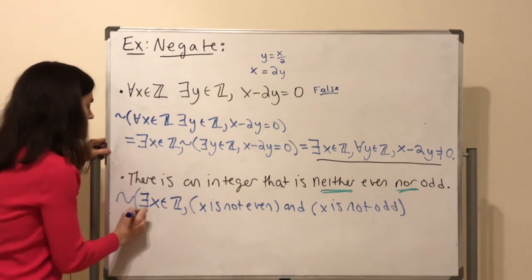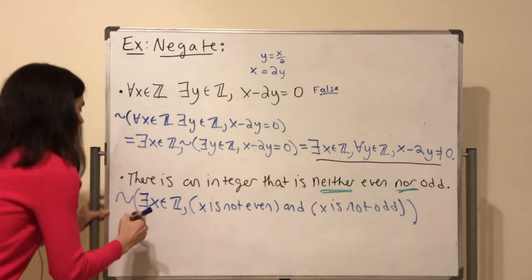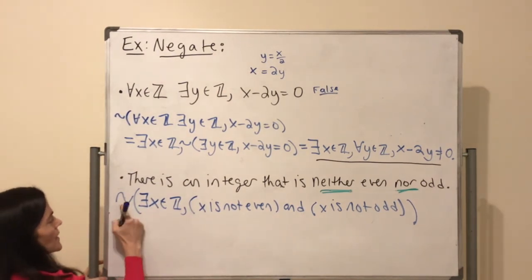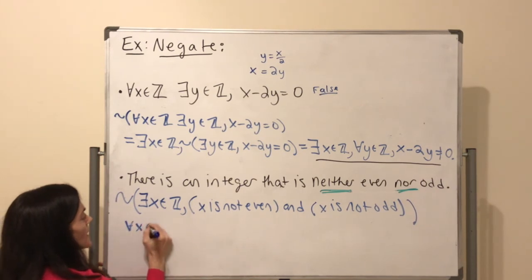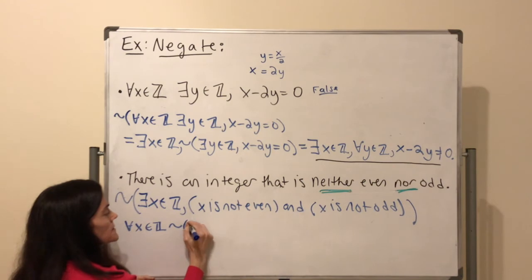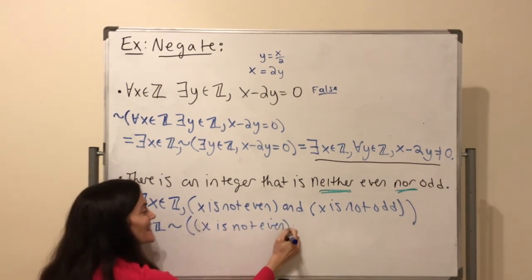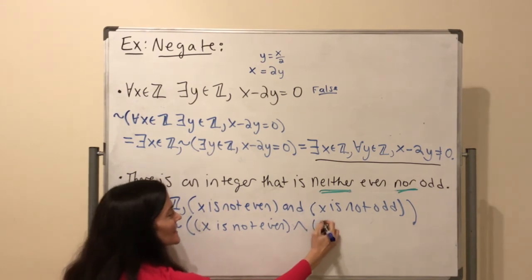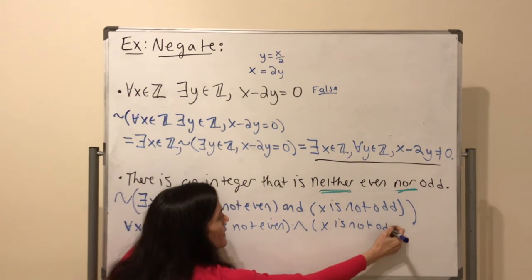So this is what I'm interested in doing, this negation. I have a negating there exists. This would be for all x and z. And then we negate this. x is not even and x is not odd.